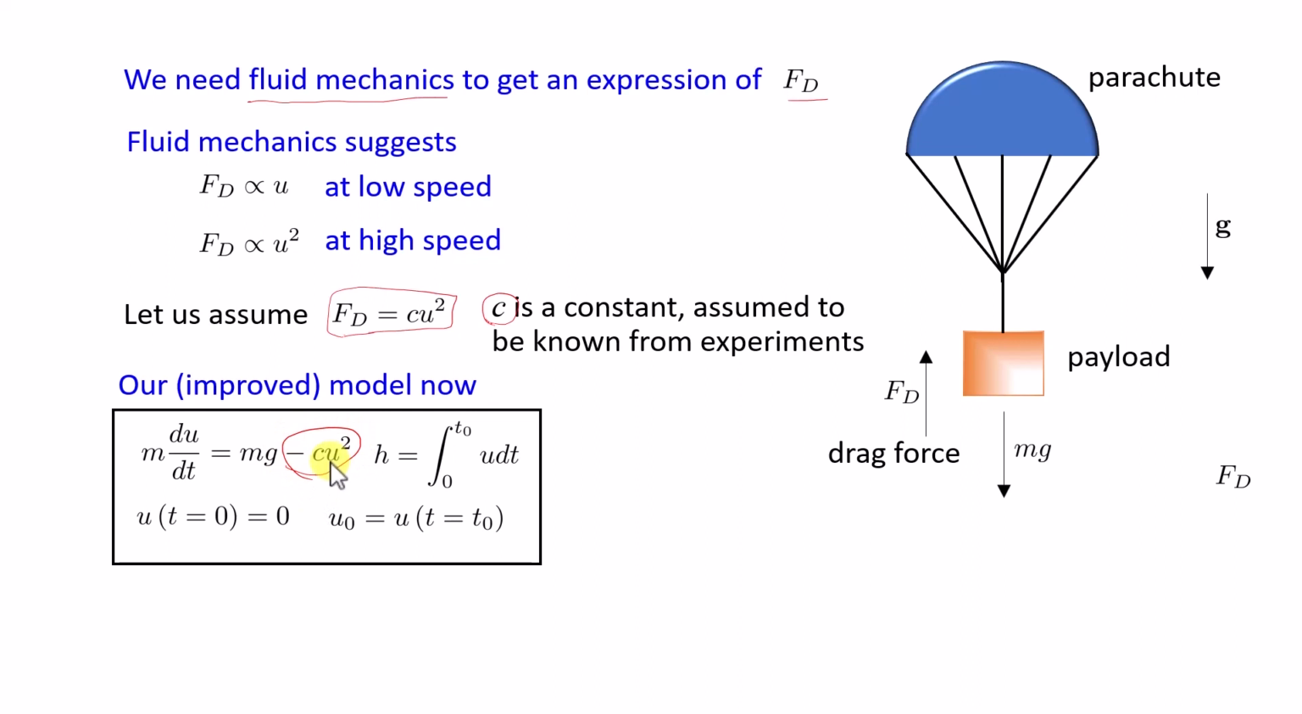This is minus cU square, so this is a negative force. So we understand that it will reduce the speed u. That is indeed the function of the parachute. We want that. Because of that only we are using the parachute. Now the question is, how do we solve this model? Can we solve this differential equation analytically? Well, actually you can solve this differential equation analytically.